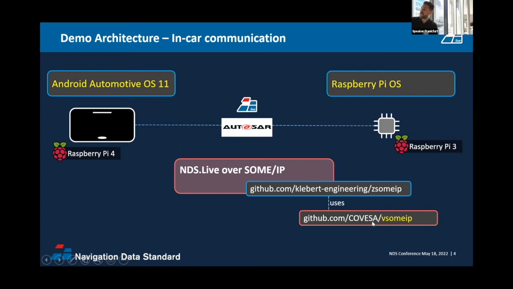That one uses the Covesa vsomeip. Credits mainly go out to this project for most or all of the communication over SOME/IP. As I said, we only put a wrapper around it, which makes it more convenient to transport NDS content over it.